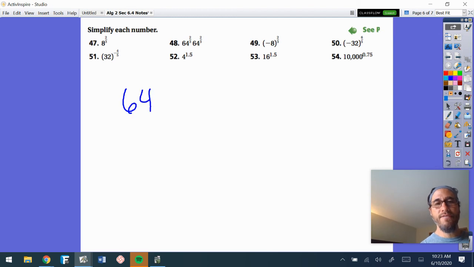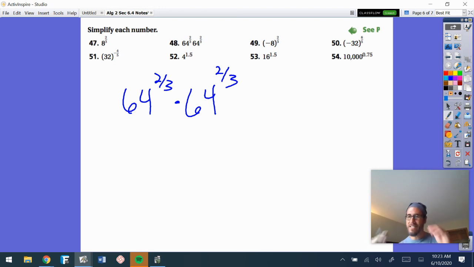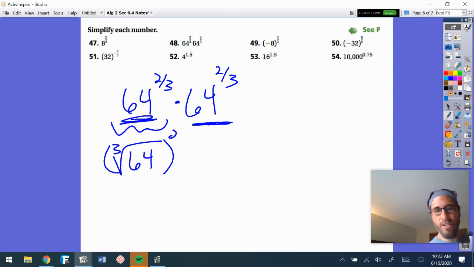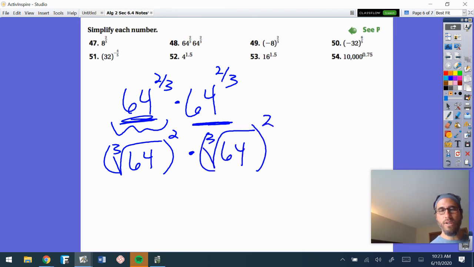Ooh, this is a 64 to the 2/3 times 64 to the 2/3. What the heck do I do in this specific situation? Well, let's handle these guys separately and let's see what happens, huh? Okay, how would I rewrite that? Well, that would be the cube root of 64, and Mr. T said to put that 2 on the outside. And this guy is the same exact thing. Mr. T said to put the power on the outside.